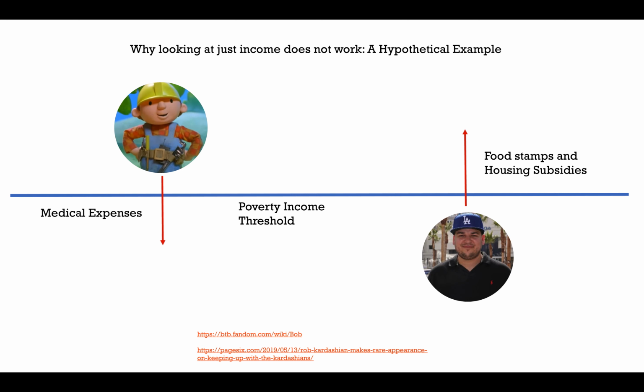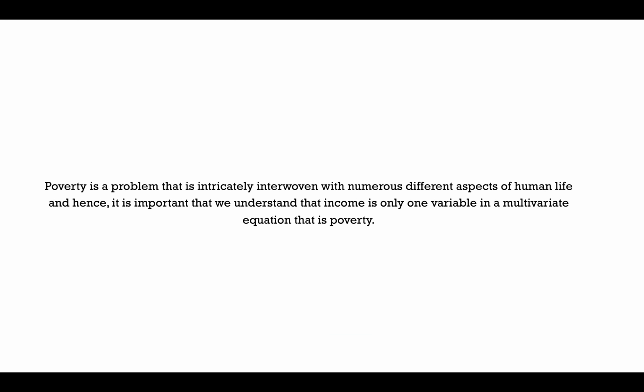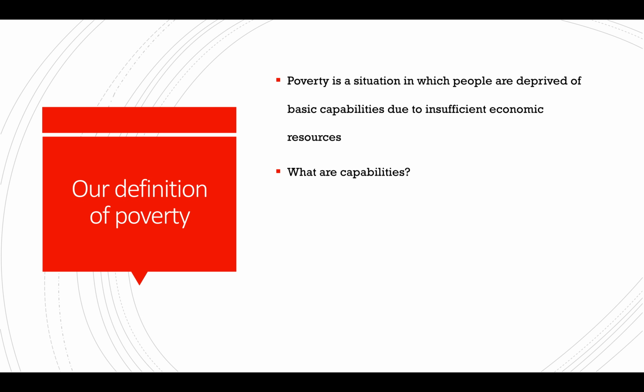So we have to realize that poverty is a problem that is intricately interwoven with numerous different aspects of human life, and hence it is important that we understand that income is only one variable in the multivariate equation that is poverty. Therefore, we should turn our focus to all the aspects that factor into poverty if we are to appropriately define and measure it. We define poverty to be a situation in which people are deprived of basic capabilities due to insufficient economic resources.